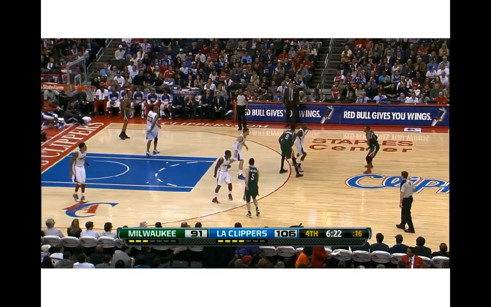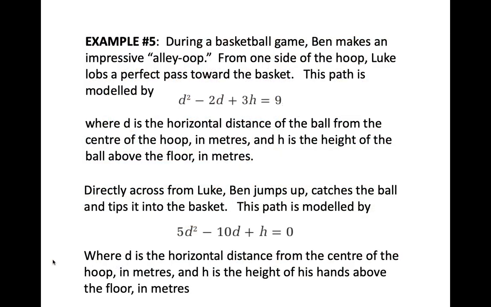All right, so let's take a look then at an actual word problem that involves using these kinds of motions. Let's say during a basketball game, Ben makes an impressive alley-oop. From one side of the hoop, Luke lobs a perfect pass toward the basket, and this path is modeled by the following quadratic equation. Just take notice that D stands for the horizontal distance of the ball from the center of the hoop in meters, and H is the height of the ball above the floor.